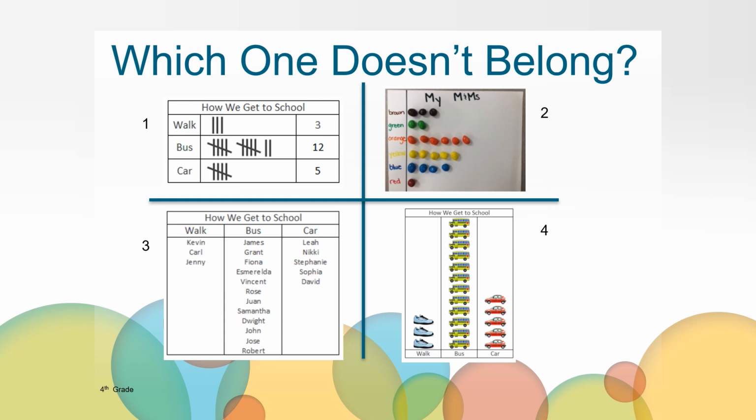Number 1 doesn't belong because it's the only graph to represent data in multiple ways, with tally marks as well as numbers. Number 2 doesn't belong because the graph represents data about M&Ms, while the others represent data about how to get to school. Number 3 doesn't belong because it uses words to represent the data, while the others use some sort of picture. Number 4 doesn't belong because it's the only graph that starts the data at the bottom.